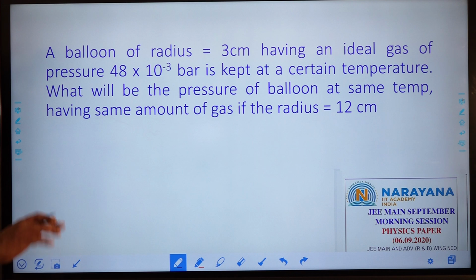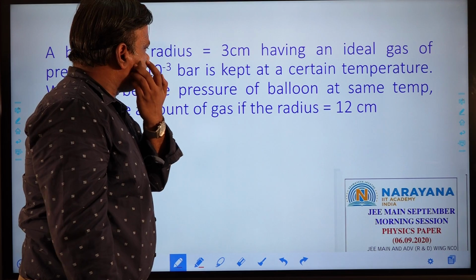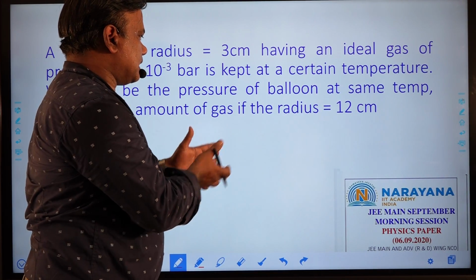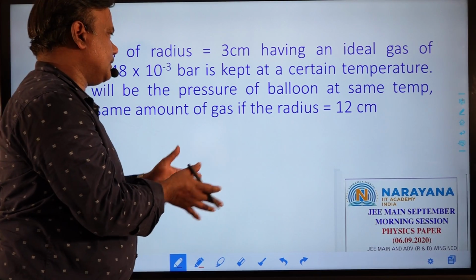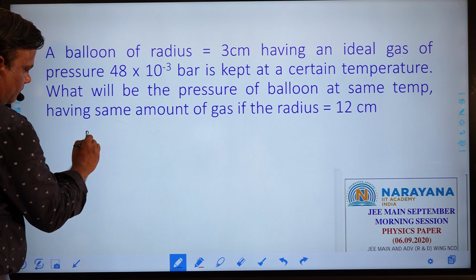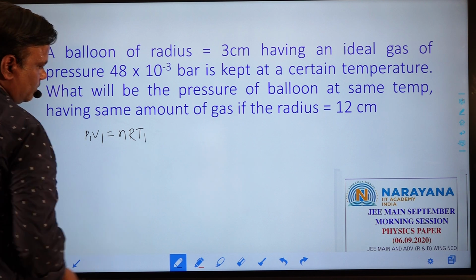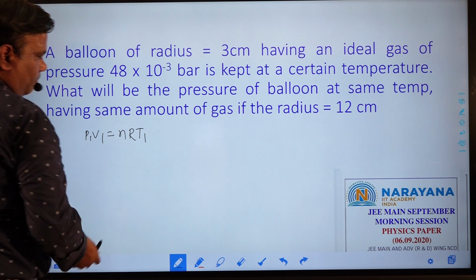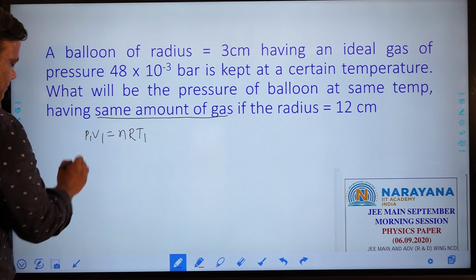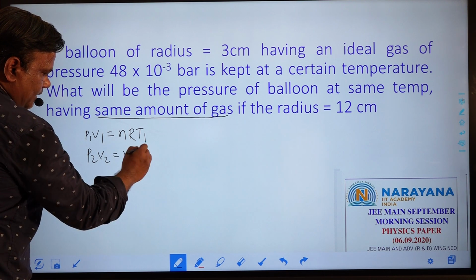So initially, what about the temperature of the gas? Based on the temperature, same temperature, we have just increased the volume, and he is asking what should be the change in pressure. That is the question he is asking. So obviously, P1 V1 is equal to N into R into T1. Now N is the number of moles, as he has already told that same amount of gas, so obviously the number of moles remain the same. Now we get P2 V2 is equal to N R into again the same temperature.